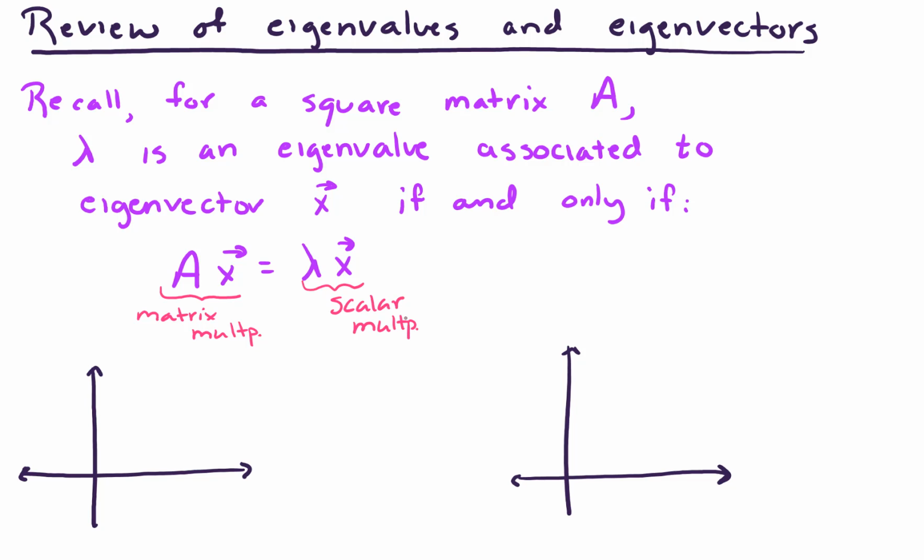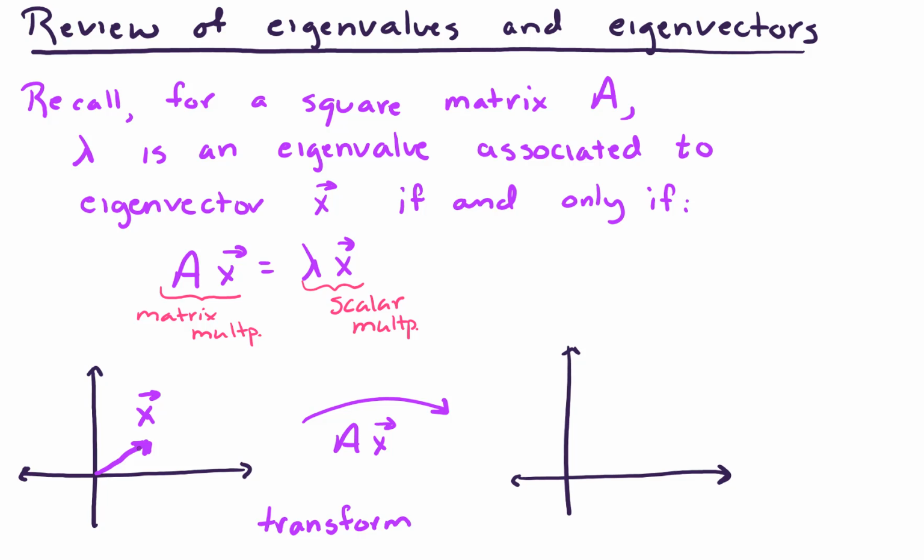Geometrically, what's happening? Well, if we have an eigenvector x, let's draw an eigenvector here. Suppose it looks like that. There's our x, and we apply the transformation encoded by matrix A. In other words, we perform the operation A times x. And that's really a transformation. It's going to transform the coordinates of x in some manner.